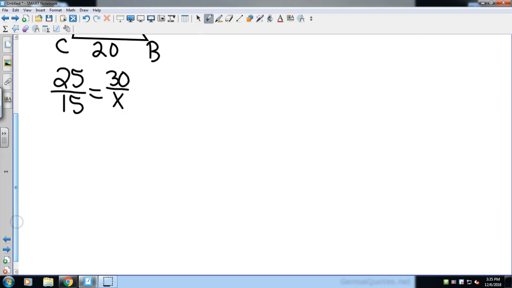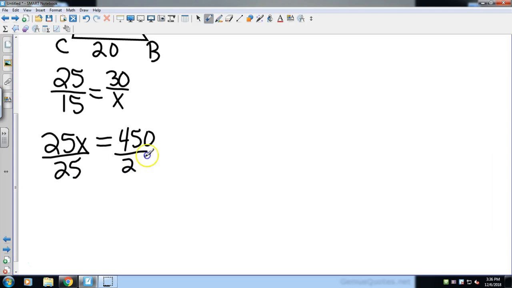And now we just have a proportion, so that's going to be 25x equals 450, and so then divide both sides by 25. And we get x equals 18. So the missing side is 18.